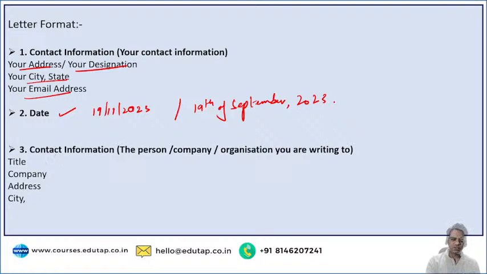So you start with "To," and then the title, I mean the designation, of the person you are writing to, then the name of the company or the organization that you have addressed it to, the address of that particular building or organization, and the name of the city after it. So that is number 3 in your 10-step letter format, the receiver's address.